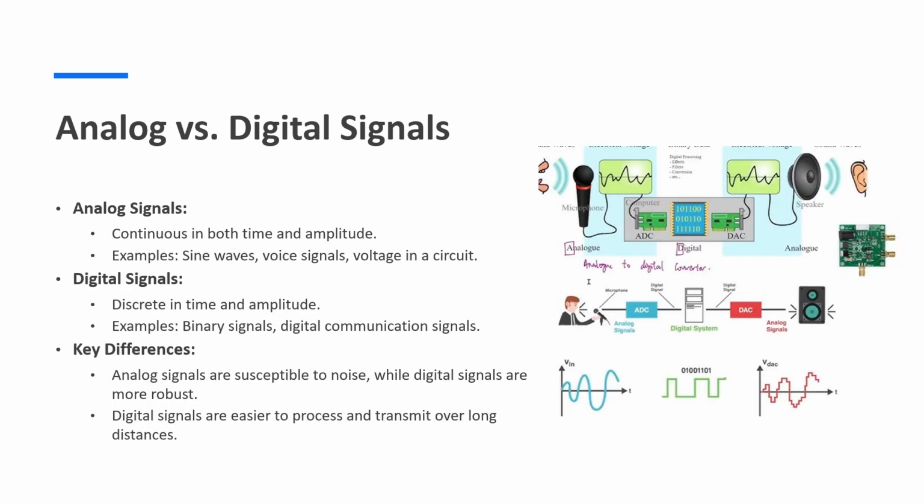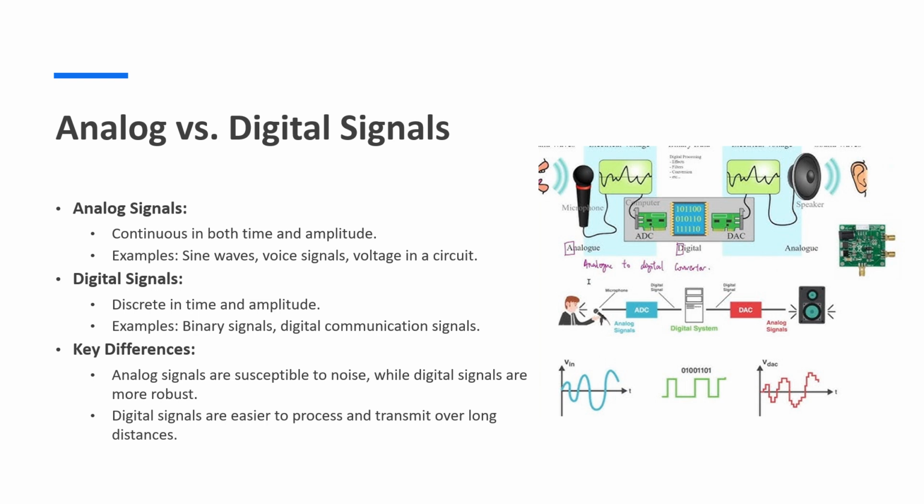So the next one is analog versus digital signals. We already discussed this, but still, let me explain. So analog signals are continuous in both time and amplitude. The examples are sine wave, voice signal, and voltage in a circuit. Those are very good examples of analog signals. And the digital signal is discrete in time and amplitude. So the examples are binary signal, digital communication signals.